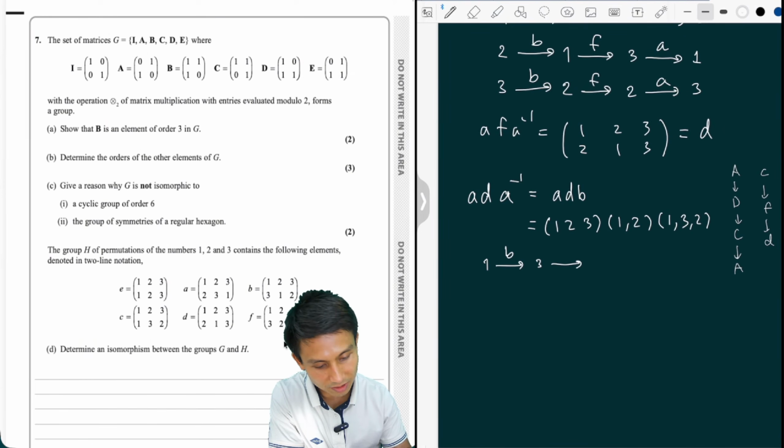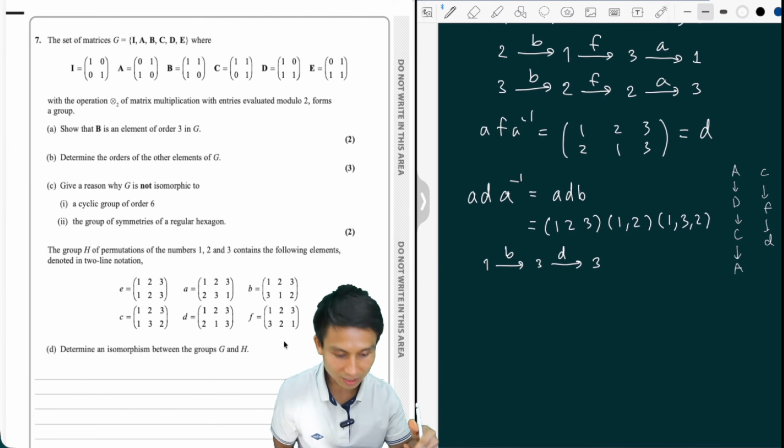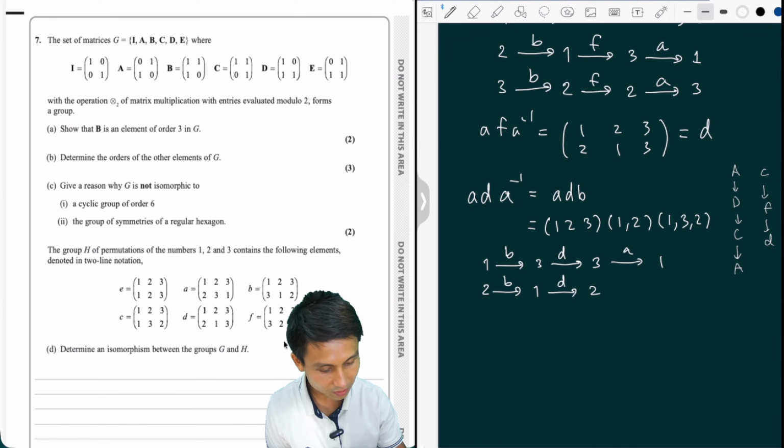Applying permutation D, we get 3 because 3 is not in there. And then 3 by A, we get 1. Number 2, applying B, we get 1. Applying D, we get 2. Applying A, we get 3. 3, applying B, we get 2. Applying D, we get 1. Applying A, we get 2.